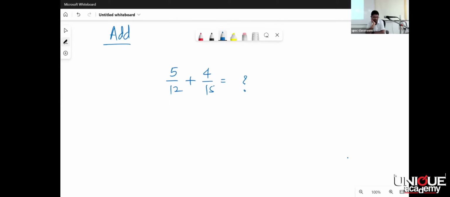So some of you may be getting the answer 41 upon 60 in the lowest terms, or some may be doing up to 123 upon 180 only. Is it clear? One and the same. Both answers are the same, but to the lowest terms, it is 41 by 60.